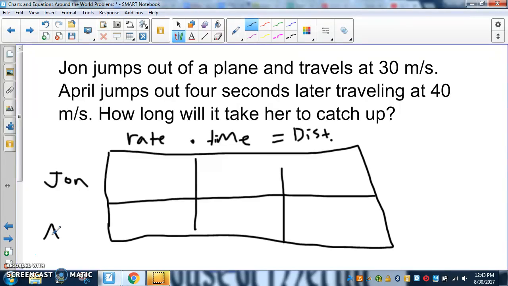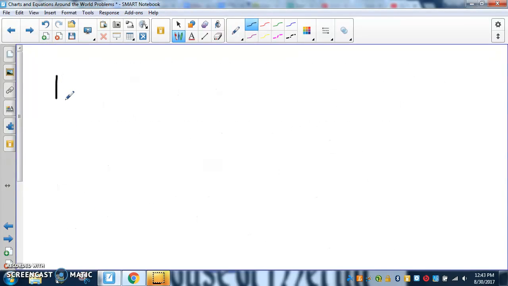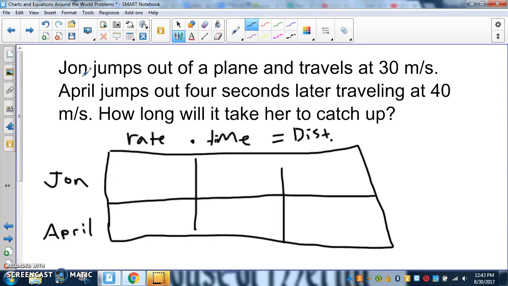Okay. With any chart problem, remember we talked about this a little bit earlier today. The first step is always draw a comparison. In other words, try to read the problem and notice if there are any obvious comparisons between two people or two things, because that's probably a good jumping in point for the problem. And what I see here, I see 4 seconds later. That is a comparison between John's time and April's time.